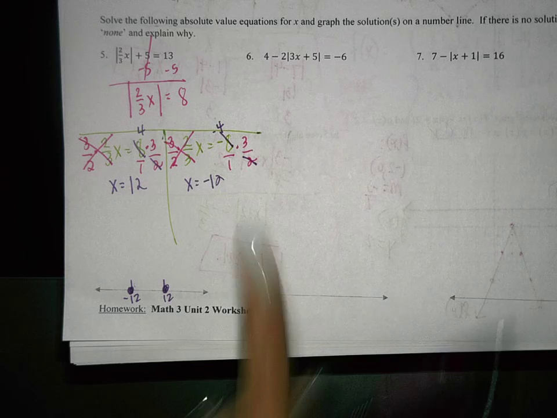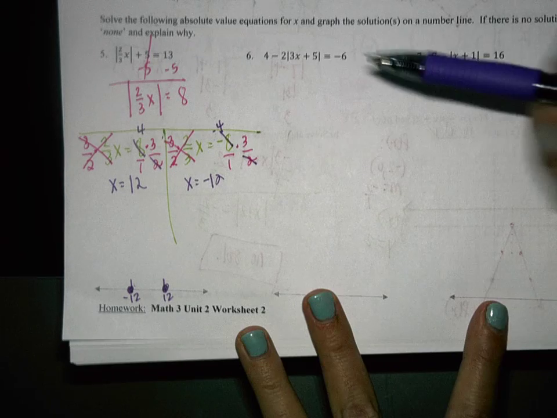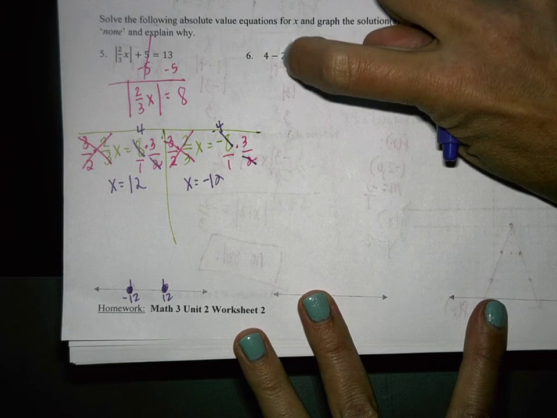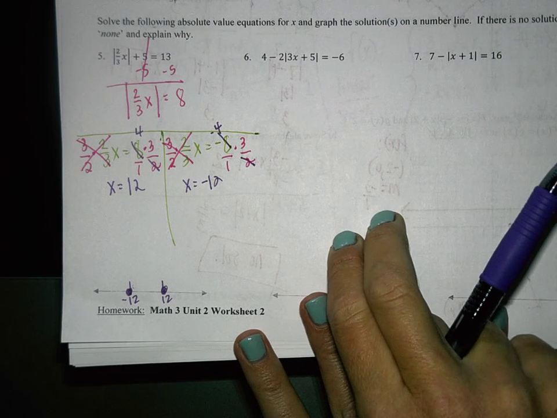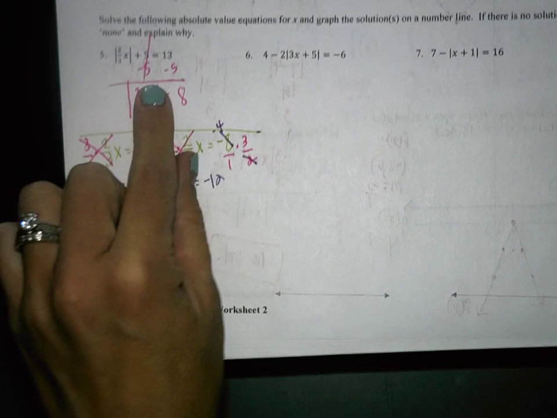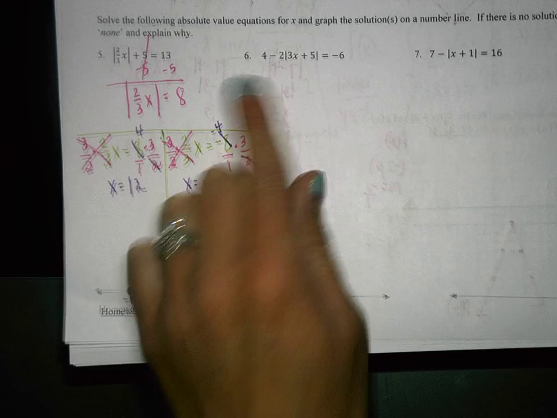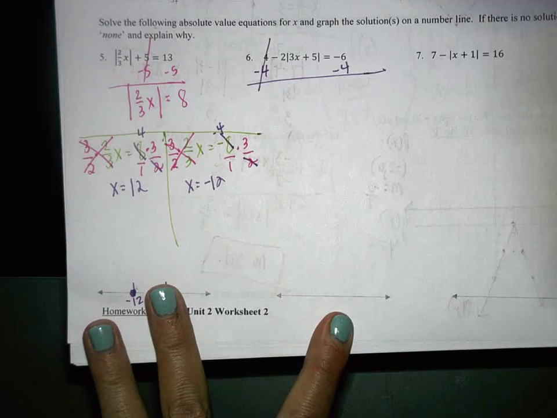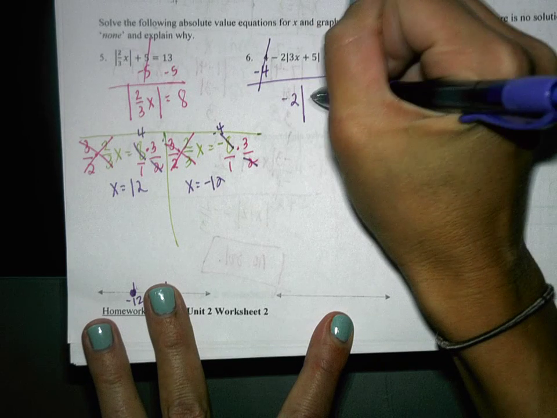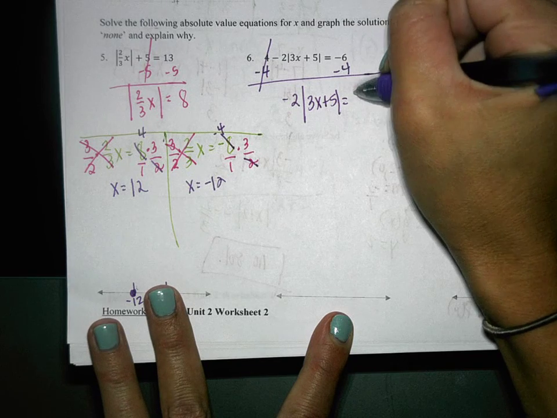Okay, number 6 is kind of tricky. Some people mess up on this. So I want to make sure you guys understand this. This 4, it's not going 4 minus 2. Because this negative 2 is connected to the absolute value, okay? And so just like over here, how we subtracted 5 first, you are going to do what over here? Very good. Subtract 4 first, okay? Because we're trying to get the absolute value by itself. I get negative 2 absolute value of 3x plus 5 equals, and negative 6 and negative 4 makes a negative 10.